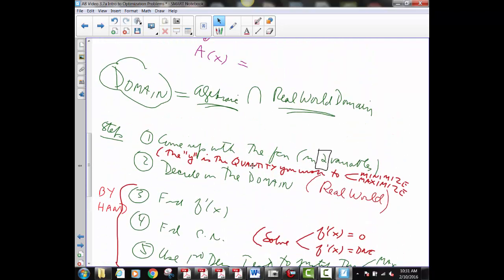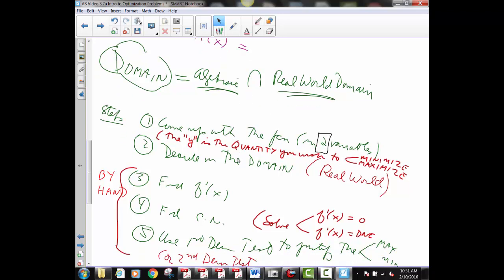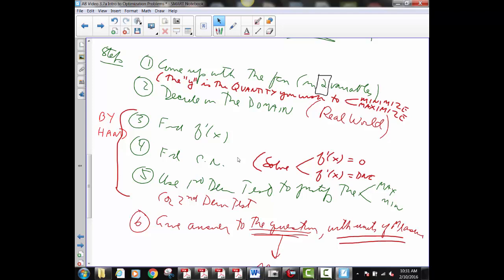So basically, this is what you're going to do. You're going to come up with the function in two variables, and remember, your y quantity, whatever's on the left side of your function, is the quantity you want to minimize or maximize. Decide on the domain, which is an intersection of the algebraic and real-world domain. On the AP, they're going to give you this kind of question, and they're going to expect you to do all of this work by hand. You're looking for a relative max or a relative min, so you find the first derivative, find the critical numbers, and use the first or second derivative test to establish what the maximum and minimum points are.